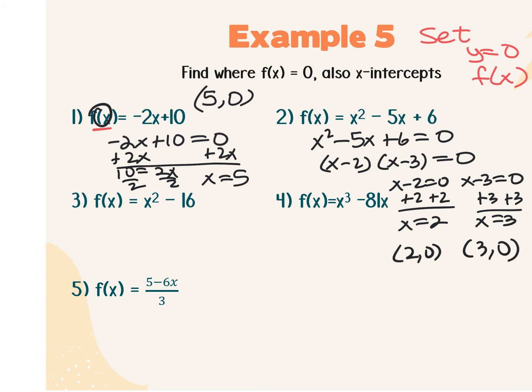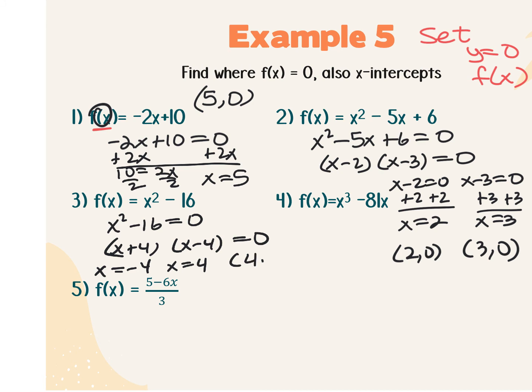For the next one, I'm going to set it equal to 0. Going to factor it. You could also do the square root method, but what you need to remember is you're going to get both positive and negative 4. So the two answers here are x equals negative 4, x equals positive 4. Again, if you write them as ordered pairs, (4, 0) and (-4, 0).